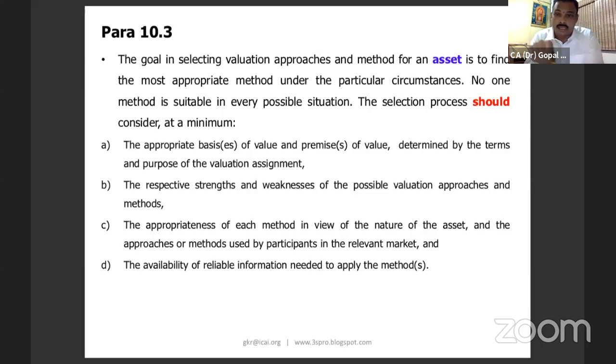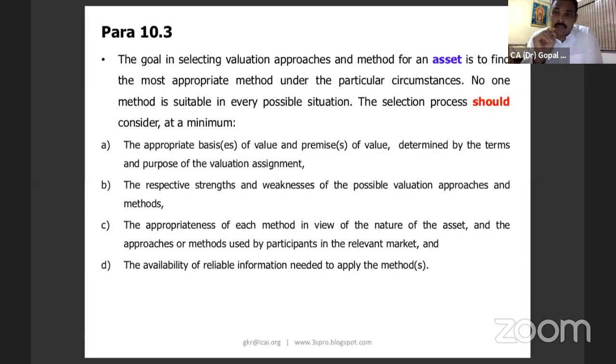Okay, good. The respective strengths and weaknesses of the possible valuation approaches and methods. Now, this is very interesting. They say this is the minimum you should consider. You may consider the cost approach will have some minus, some strength is also there. Income approach, strength is there, weakness is there. The respective strengths and weaknesses of the approaches and methods should be considered. Some of the reports give all the three approaches and the best approach. You may also add a supplement to it.